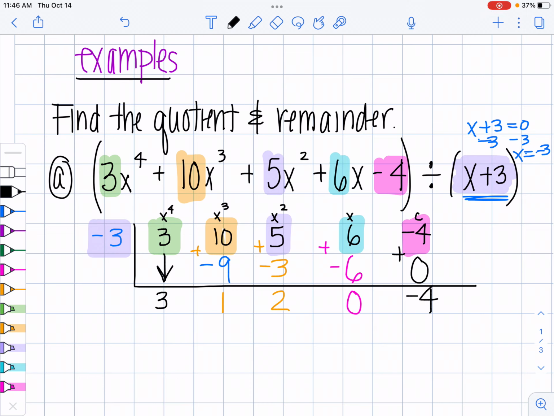So what this tells you now is the degree or the exponent of each one of your x values goes down. So now this represents your x to the third. This represents your x squared. This represents your x's, this represents your constants, and this represents your remainder.